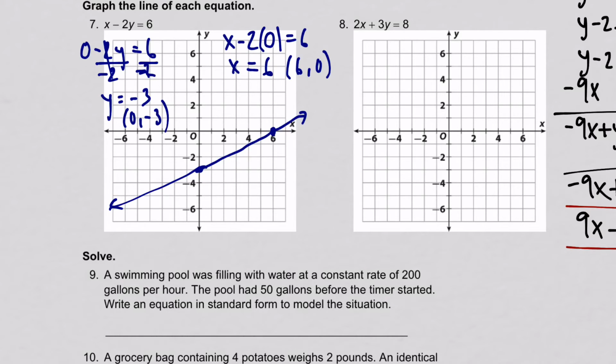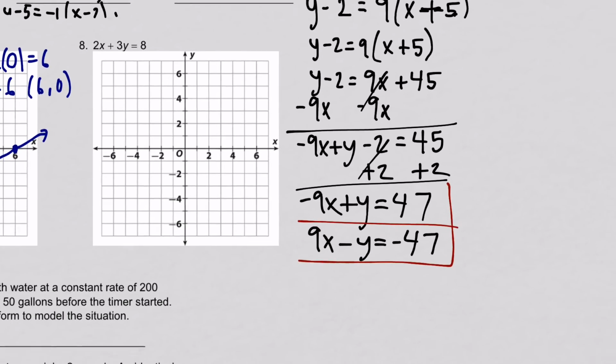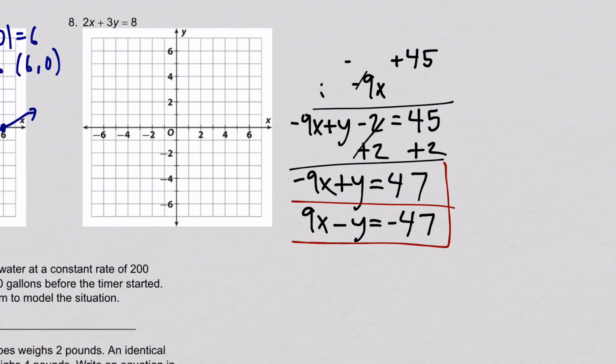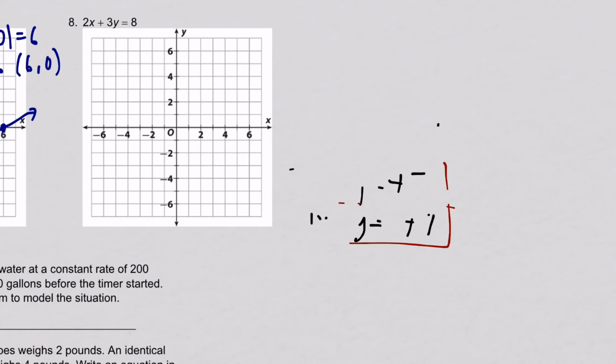Now to watch how I do number 8, I'm going to use a different format for that one. For number 8, I'm going to change the function into slope-intercept form and then graph using that. So watch number 8. Let's erase all this work from the previous problems.